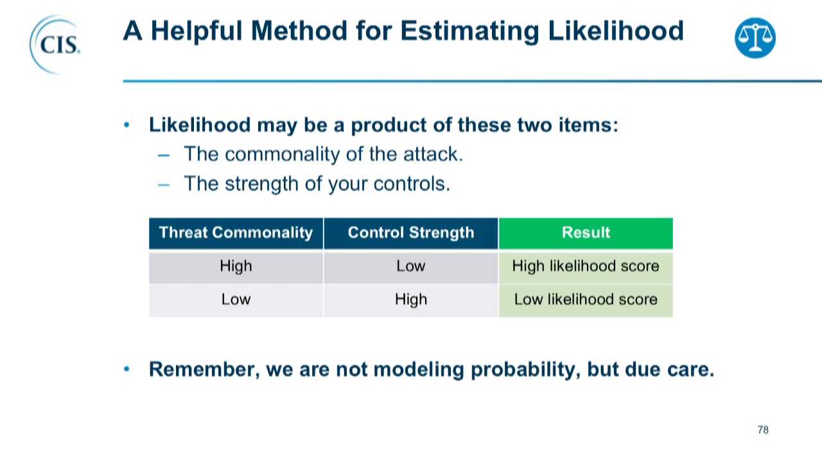Not that you believe it's going to happen soon, but you believe that there's a delta between how common something is and how prepared you are for it. That's a duty of care question, right? You don't need the probability math to figure out whether something is common and things are well controlled. What if your threat commonality is low and your control strength is high? That would result in some kind of low likelihood score. This is the logic of what we're going to show. Again, we're not looking at probability. We're just trying to show due care. So let's go a slide ahead.